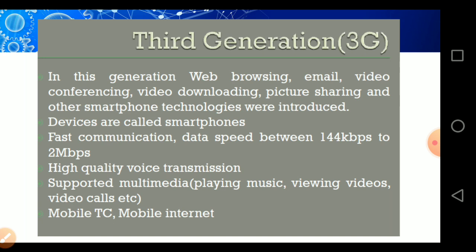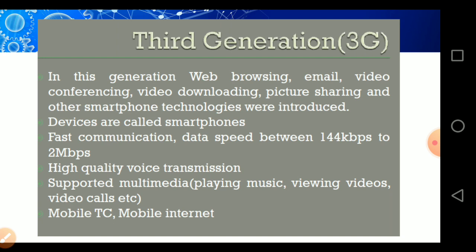Third generation came, where you have internet facilities in your phones, email facilities, video conferencing facilities, etc., and the devices were also called smartphones at that point of time. Communication speed was increased to 144 kbps to 2 Mbps, and the voice transmission quality is very good now. And multimedia, that is playing music, viewing videos, everything that can be done in a smartphone comes under third generation technology.